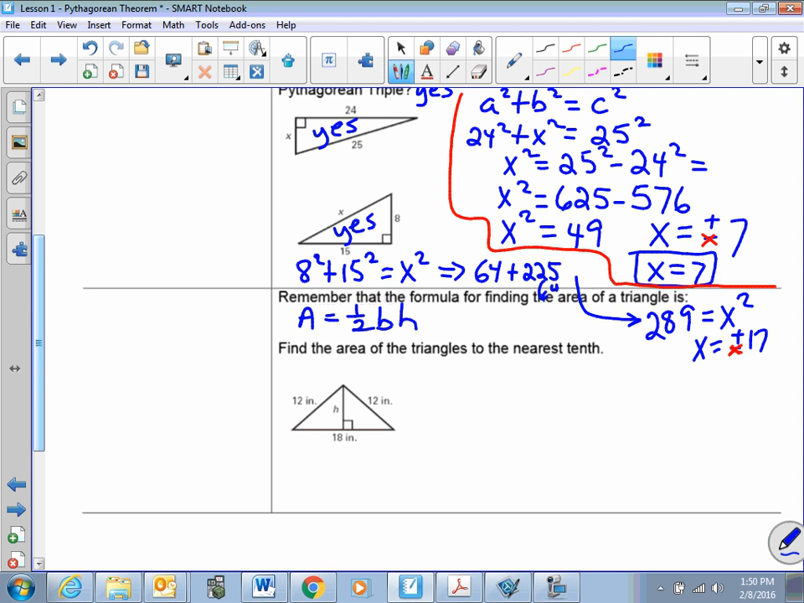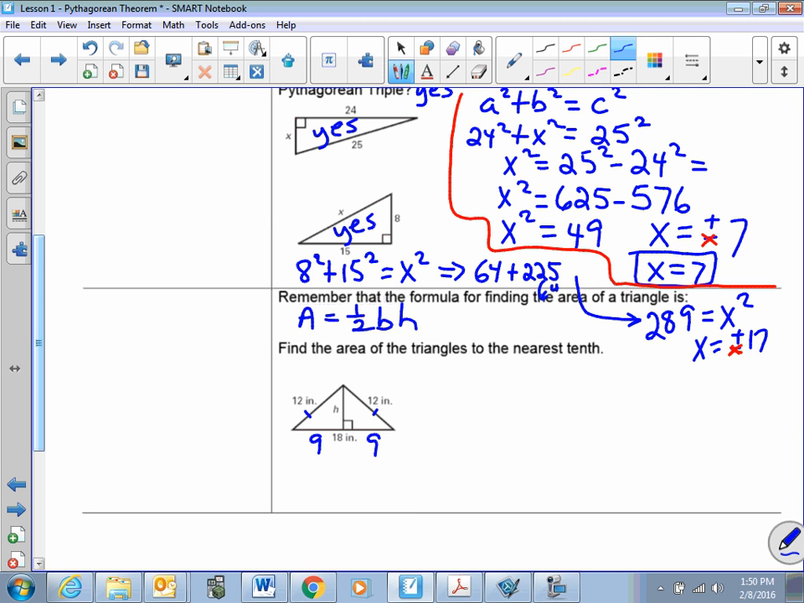All right, so what do we got to do here? Well, h is our height, right? H is our height, so we've got to find out what h is, okay? And since this is an isosceles triangle, you remember what the altitude does? It bisects the base. So I know that this is 9 and this is 9.